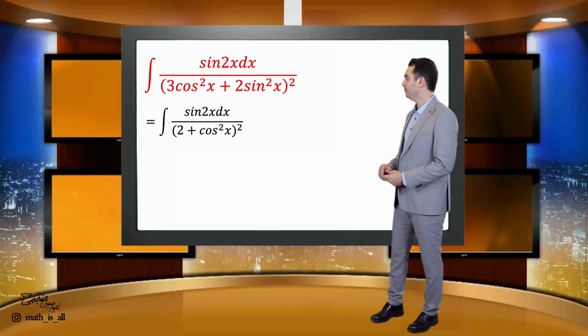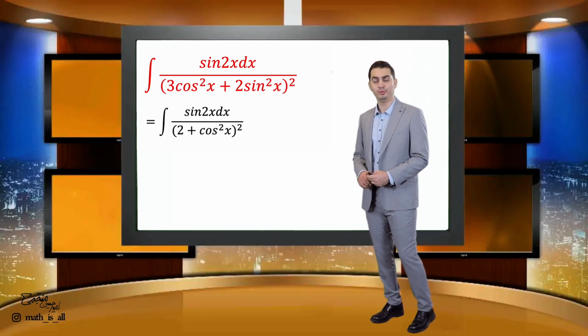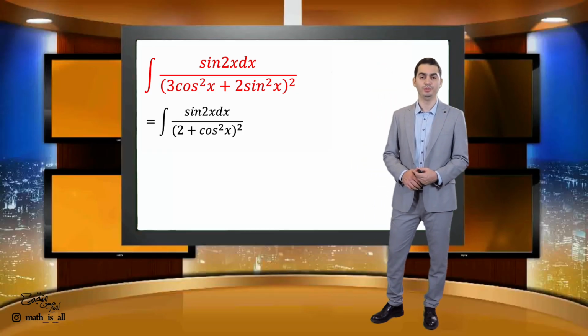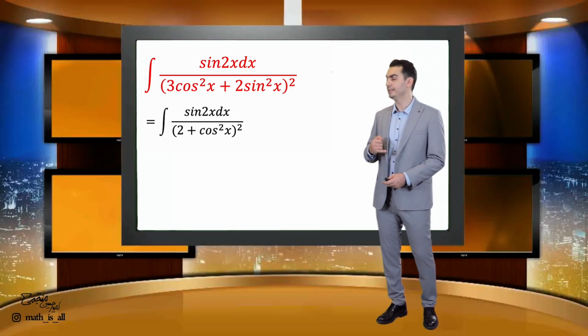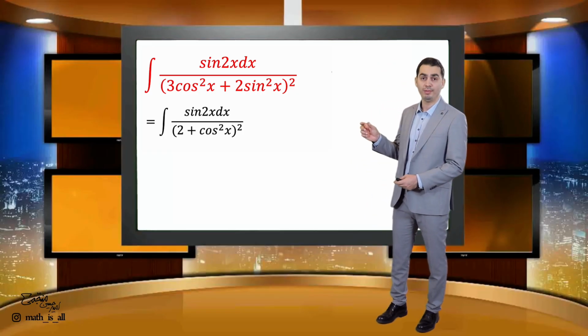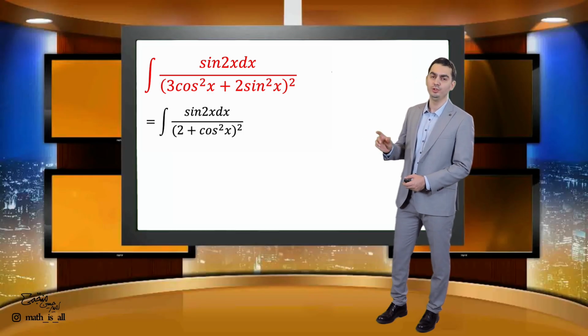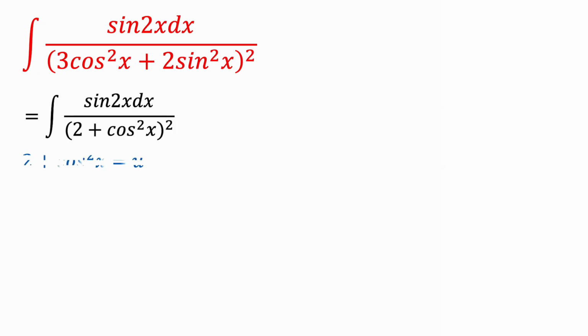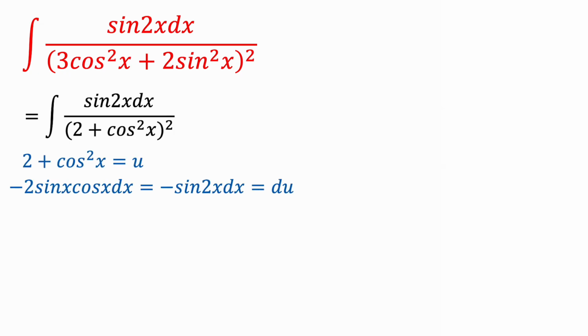The expression became 2 plus cosine squared, all squared. Now, following our usual strategy, we'll choose the base of the power as u. That means we set u equal to 2 plus cosine squared, the part inside the parentheses in the denominator. Now, let's take the differential. The derivative of 2 is 0. Now, for the derivative of cosine squared, if you remember correctly, when we differentiate, we bring the exponent to the front and then subtract 1 from the power. Then we multiply by the derivative of the base. Since the base is cosine, its derivative is negative sine.